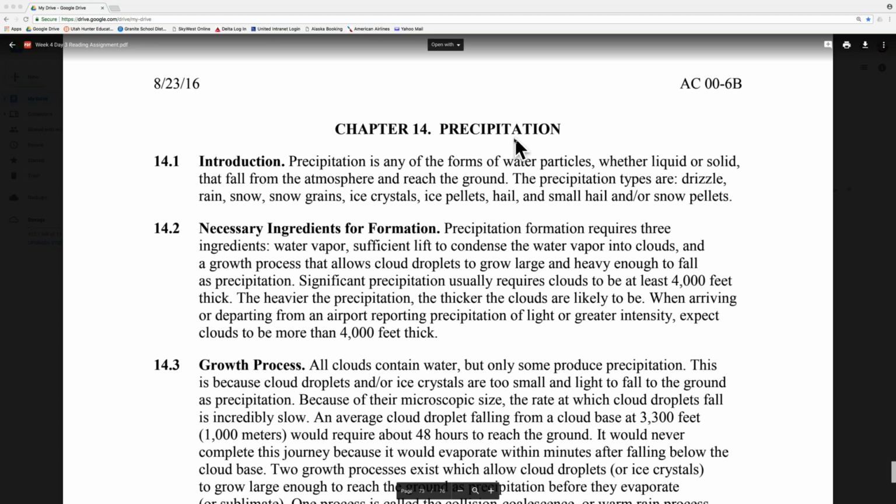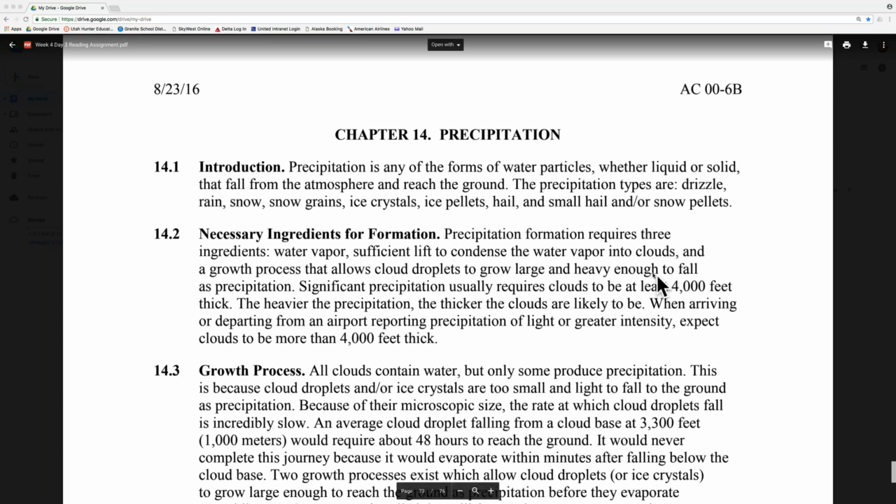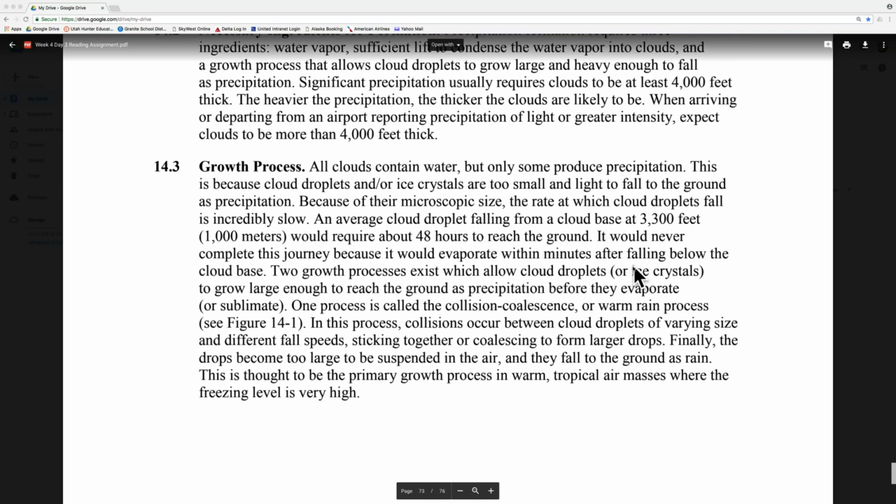So, the growth process. Once again, clouds are water vapor, right? So they all contain water, but some produce precipitation.